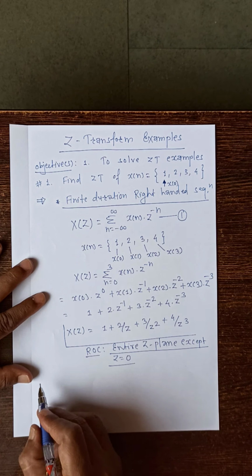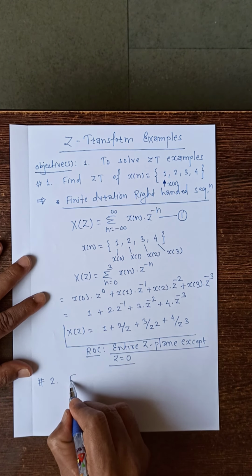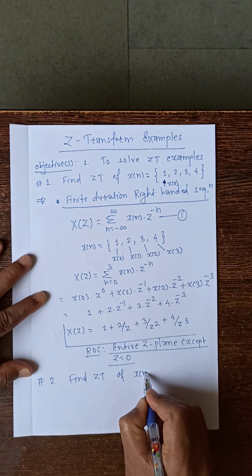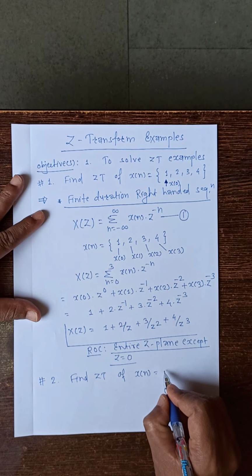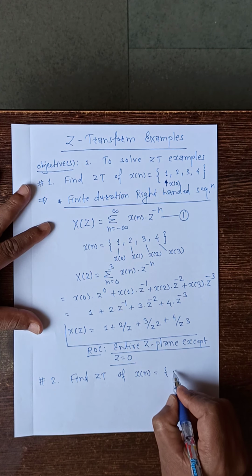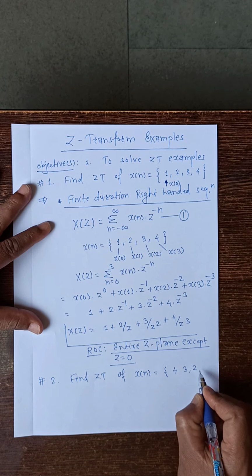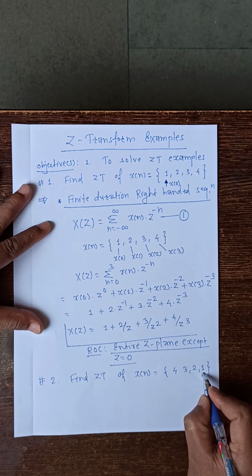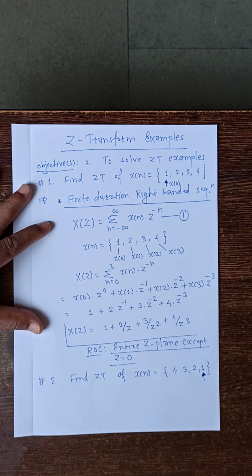Then the second example, example number 2. Find Z transform of x[n] equals, okay, find Z transform of x[n] that is equal to 4 3 2 1, and let this be the 0th position. So the arrow always indicates the 0th position.